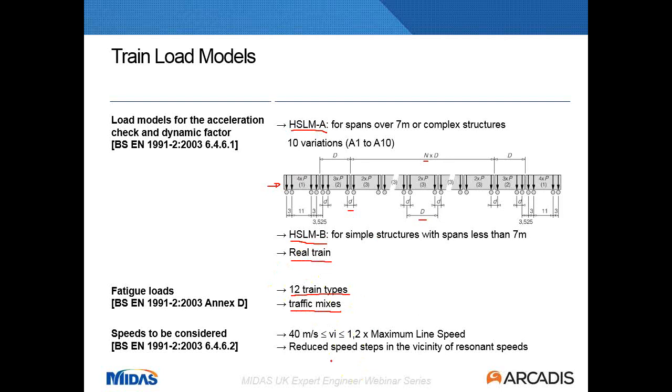And all these different load models, you have to run them over your bridge at different speeds, trying to catch these resonance speeds. And speeds, according to the code, have to go from 40 meters per second, that's roughly 140 kilometers per hour, up to 1.2 times the maximum line speed. In High Speed 2, we are considering a maximum line speed of 400 kilometers per hour. So that means that we need to run this time history analysis for speeds up to 480 kilometers per hour.